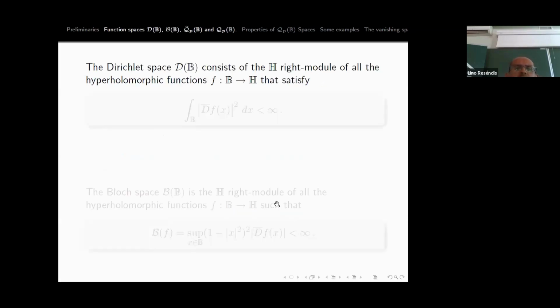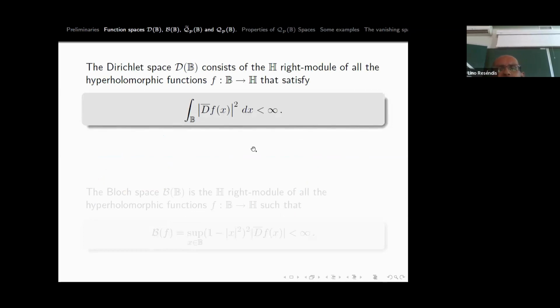Now we define the Dirichlet space of the right model of all hyperholomorphic functions. The condition is that if we integrate in the unit ball the modulus of D bar f, and this is finite, then we say that f belongs to the Dirichlet space.